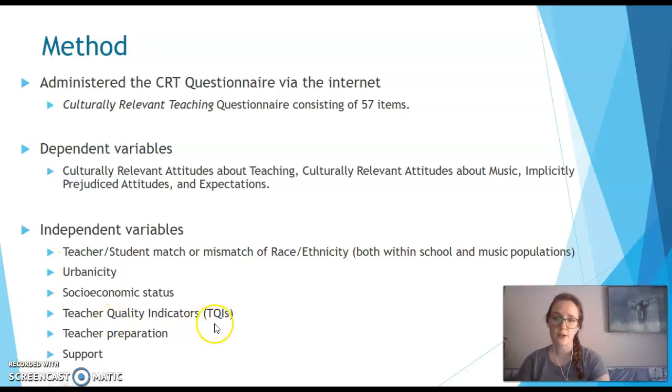Teacher quality indicators, there were a whole list of these, but basically it was how many years a teacher has in their field of teaching, the level, so if that's a bachelor's, master's, PhD, as well as their title in the school. Teacher preparation, the college or the program that they attended, as well as support. Support meaning administration support or community support.